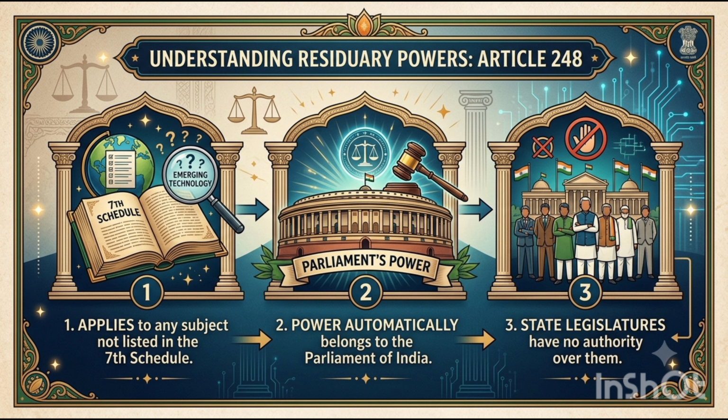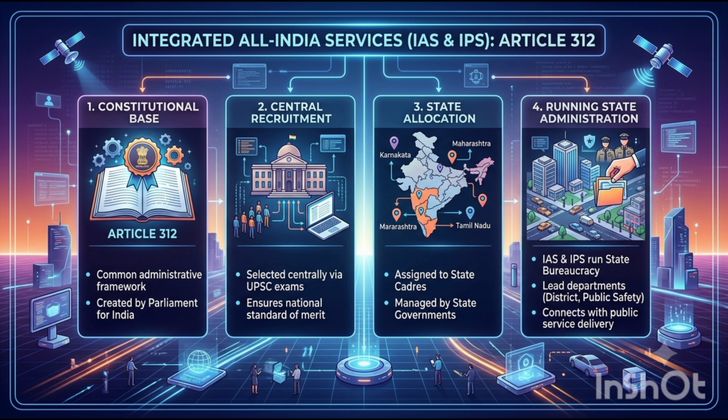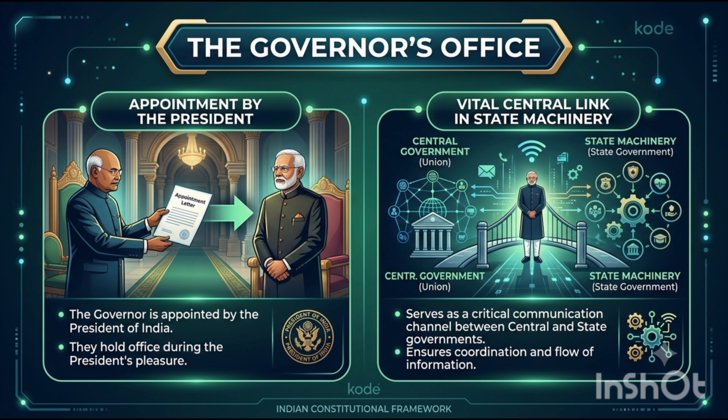Second is the residuary powers. Under Article 248, any subject not listed in the Seventh Schedule automatically belongs to Parliament, not the states. Next is the integrated judiciary and All India Services. IAS and IPS officers under Article 312 are recruited centrally but run state administration. The next one is the Governor's office. The Governor is appointed by the President, serving as a vital central link in the state machinery.